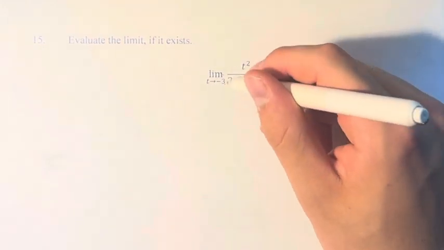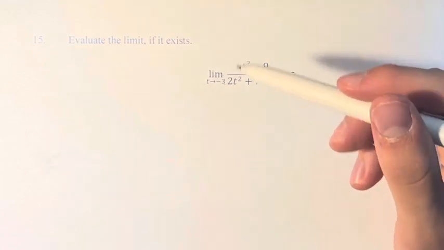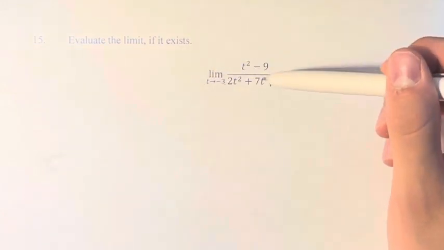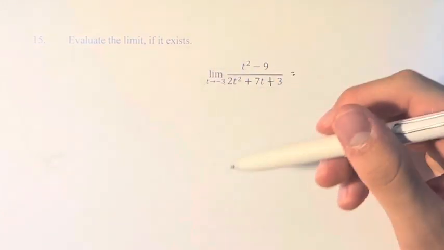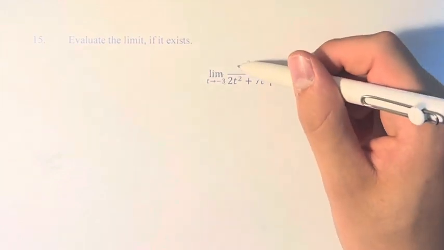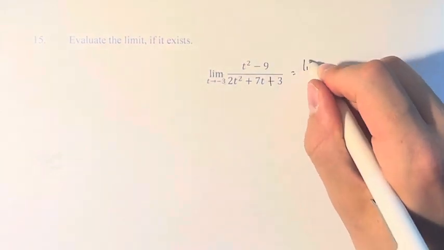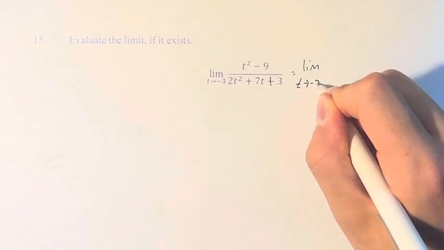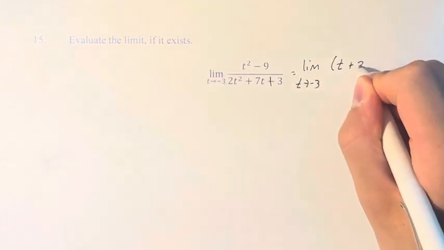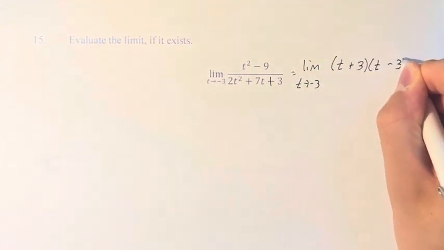So what we want to try and do is simplify this, and do that by factoring the numerator and the denominator, and trying to see if there's any common terms that we can eliminate. So this is the difference of two squares up top. So this is t plus 3 times t minus 3.